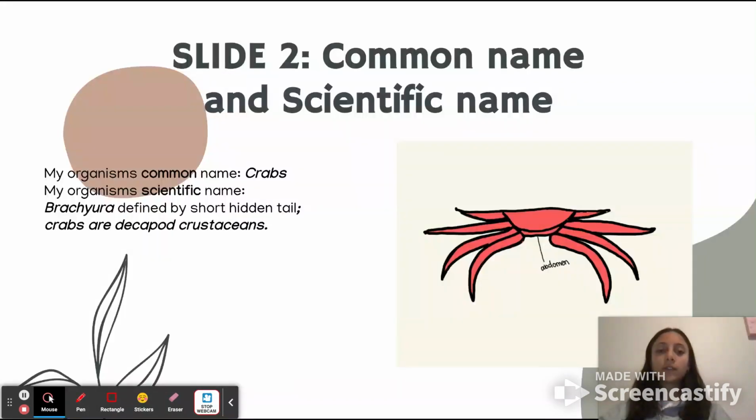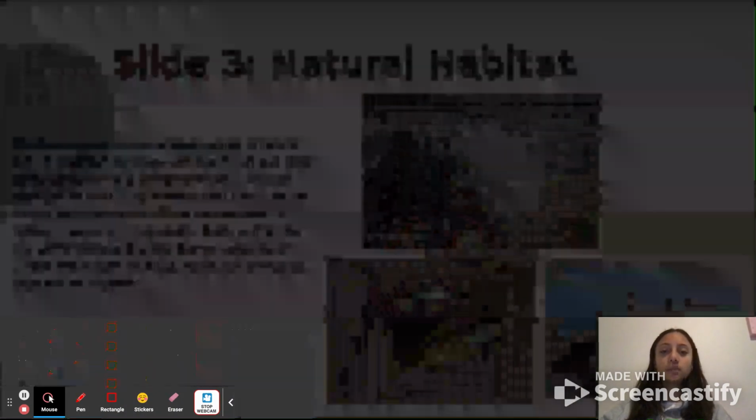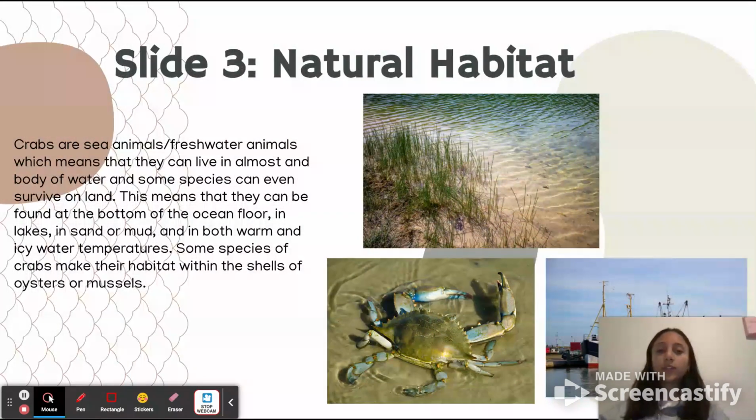Slide 2 is going to go over the common name and the scientific name. My organism's common name is referred to as crab. My organism's scientific name is Brachyura, defined by a short hidden tail. Crabs are decapod crustaceans. This is shown in the diagram below, where you can see the abdomen, where the short hidden tail would be.